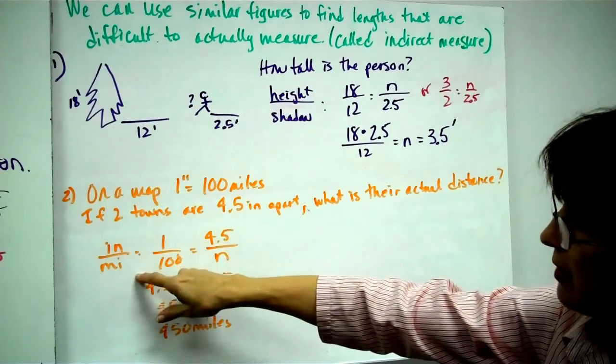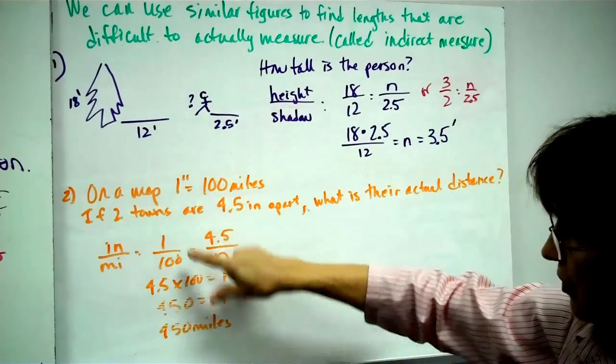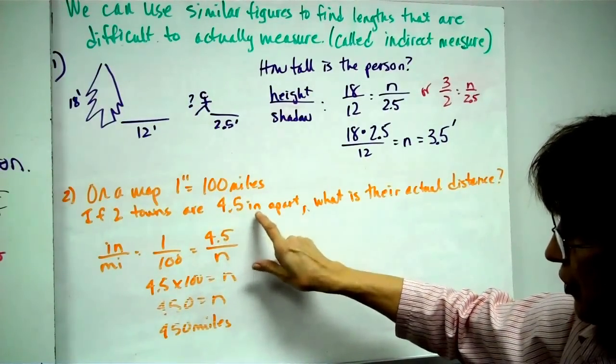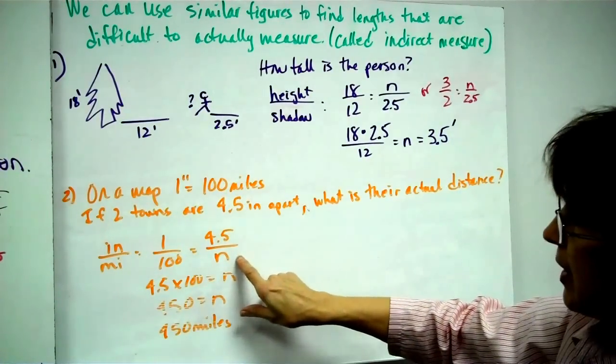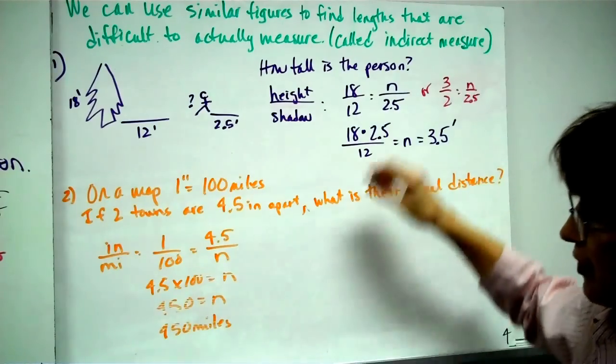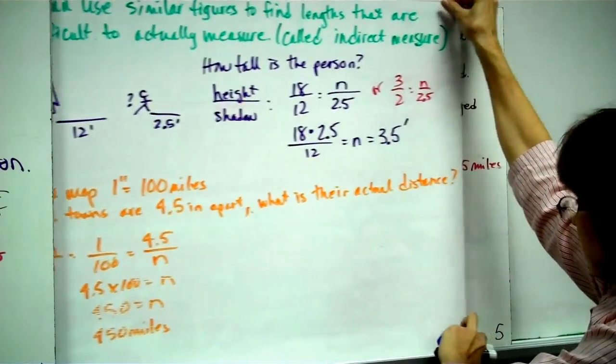Again, we put inches over miles. You can just go 1 over 100, then 4.5, because that's the one you do know. You do know the inches, so the n would be on the bottom. You do the cross products, and you get 450 miles. Okay.